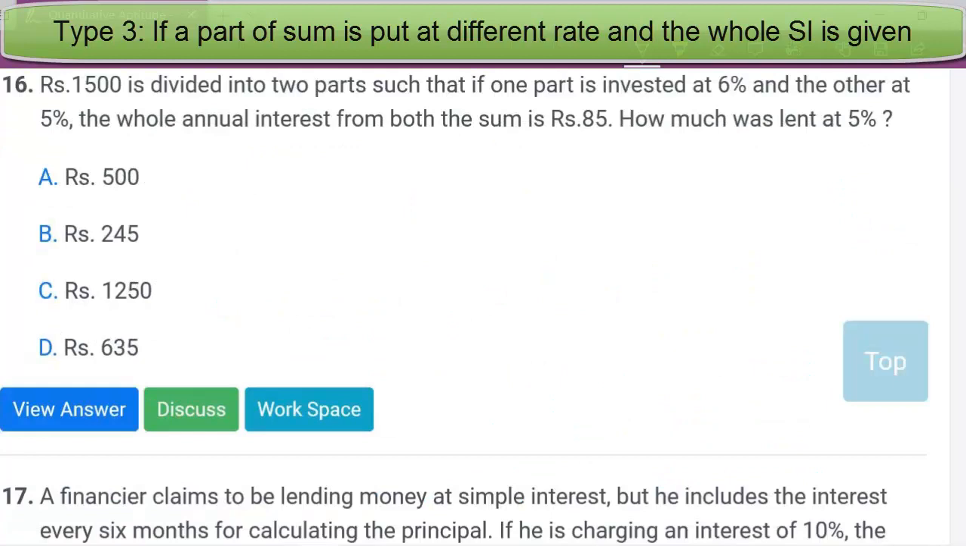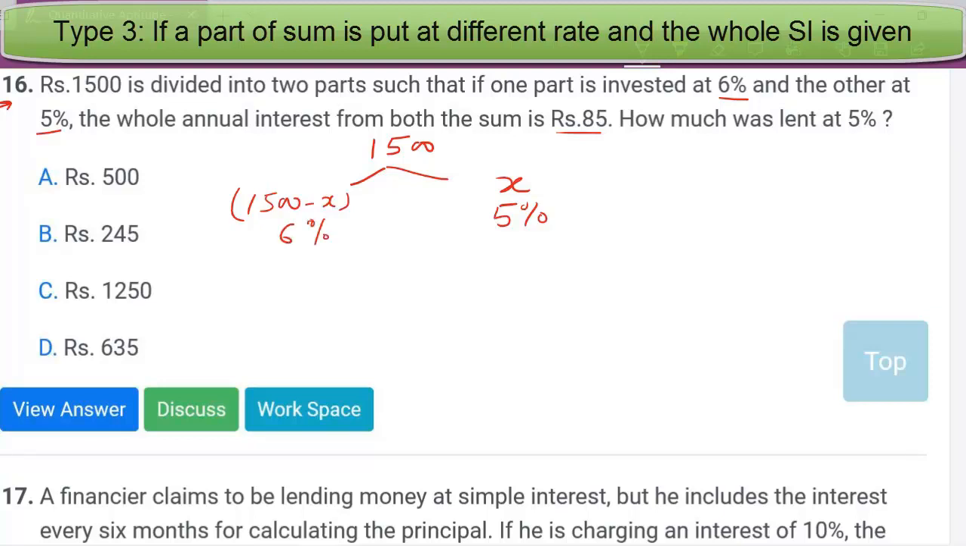So let's take one more question of the same type. In this question it is said rupees 1500 is divided into two parts, such that if one part is invested at 6% and the other at 5%, the whole annual interest from the sum is rupees 85. We will proceed in the same manner. That means this rupees 1500 is divided into two parts. One part is X, which is put at 5% interest, and the other part is 1500 minus X, which is put at 6% interest, right?